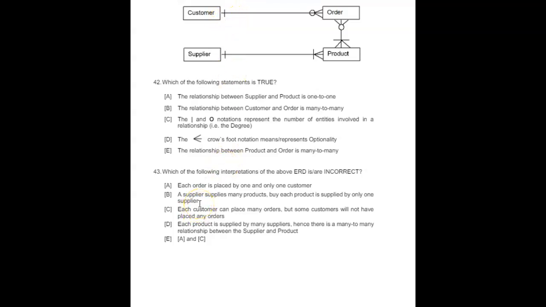A supplier supplies many products, but each product is supplied by only one supplier. So a supplier supplies many products because many is coming from the supplier, but by only one supplier. That is true. Each customer can place many orders, but some customers will not have placed many orders. That is true because they can place 0 orders. Each product is supplied by many suppliers, hence there is a many to many relationship between supplier and product. That is false because it's 1 to many, not many to many. So the answer here is D.